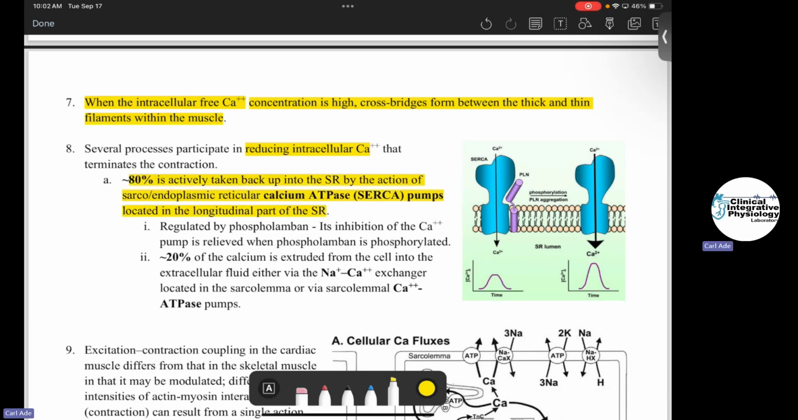About 80% is actively taken up by the sarcoplasmic reticulum. And this is done by the calcium ATPase, or SERCA pumps. They're located, as noted here, on the longitudinal, the long part of the sarcoplasmic reticulum. Give you a chance to write here. I know I've got a lot on here.